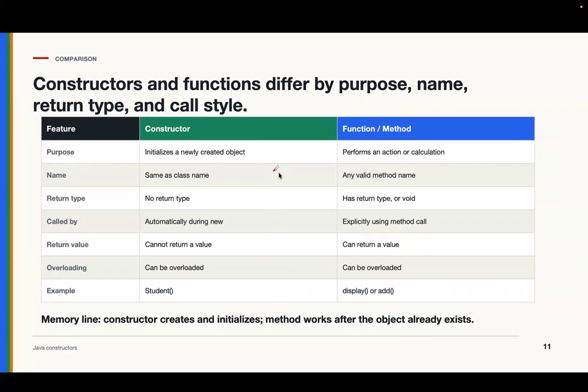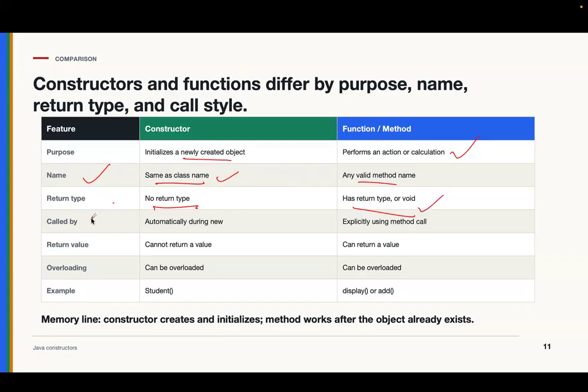Now the topic which we're going to see is the difference between constructors and functions. What is the purpose of a constructor? This initializes a newly created object, right? If you see functions, this performs an action or calculation. And what is the name? The constructor name should be the same as the class name. But for a function, any valid method name we can give. It is not like we have to use the same name as the class. And what is the return type? We cannot use any return type for a constructor, but in a method we can, right? We can have a return type or void.